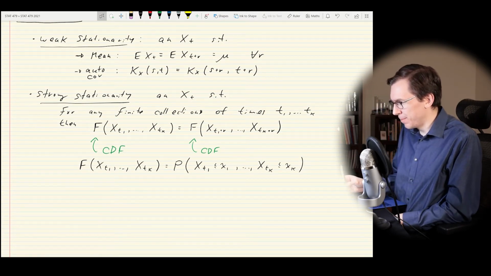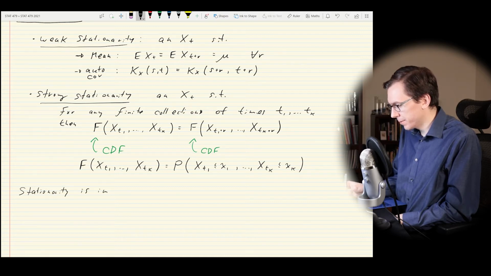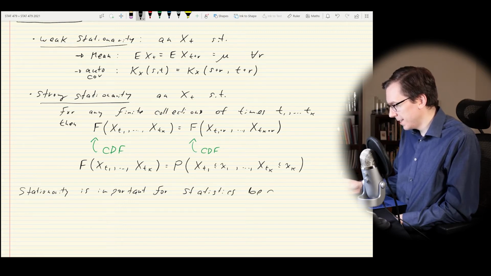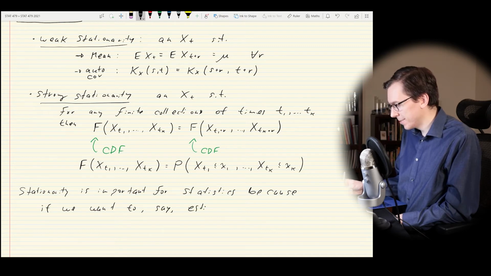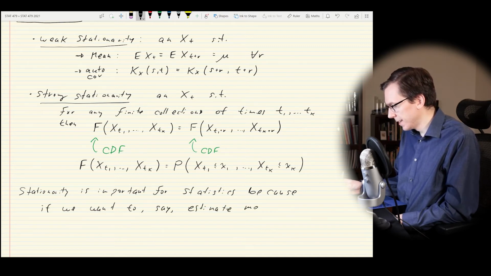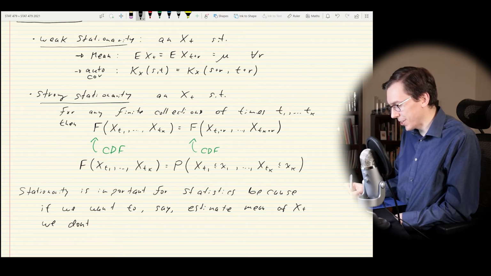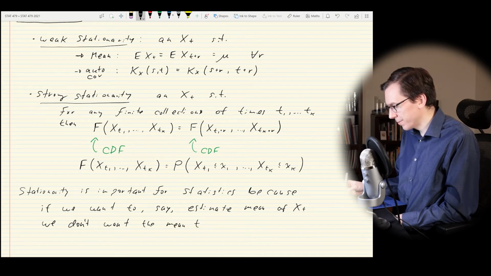We'll talk about this more when you do estimation, but I'll say that stationarity is important for statistics, because if we want to, say, estimate the mean of xt, we don't want the mean to change.